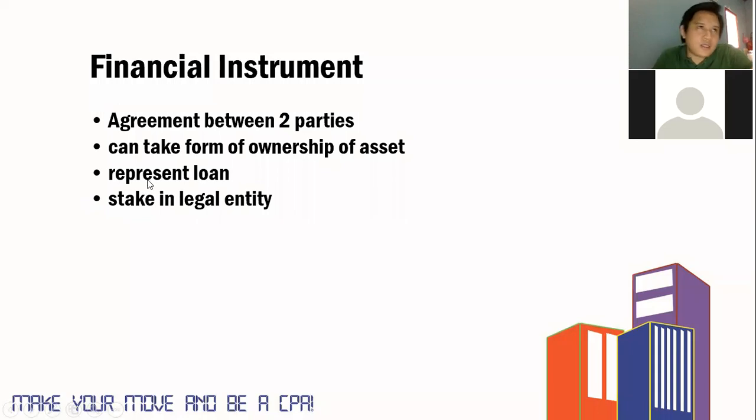This can be a short-term loan, short-term indebtedness, long-term indebtedness, long-term loan, and stake in legal entity. Again, stake in legal entity, you have interest on a particular entity. It can be a voting right. You can have voting right, or particularly you have only interest being paid by the entity to you.